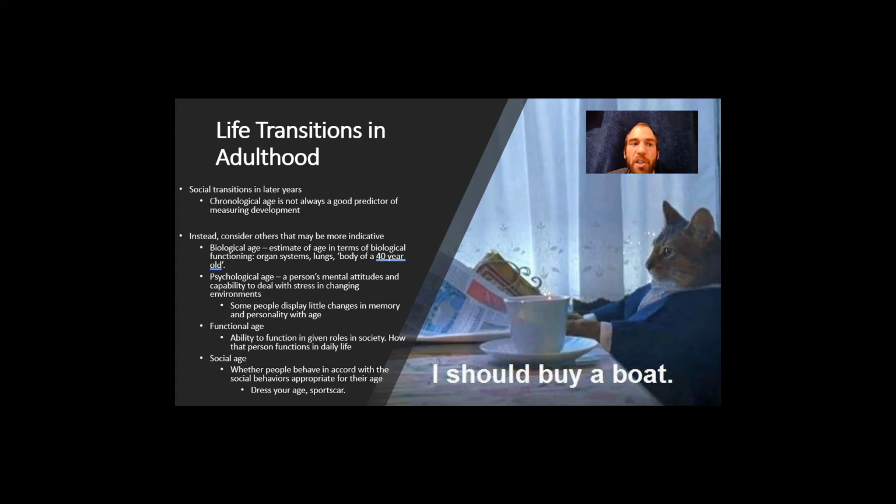Social age: whether people behave in accord with the social behaviors appropriate for their age. That is, dress your age, a sports car. So basically, the idea here is act your own age. So there's kind of an expectation based on your age.